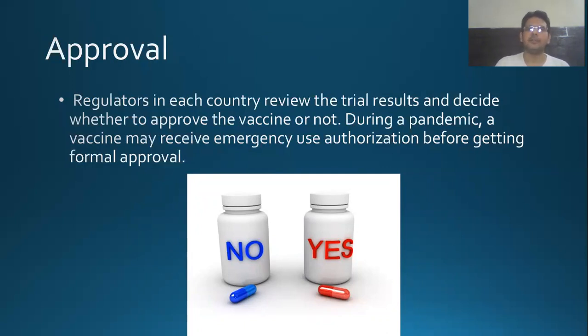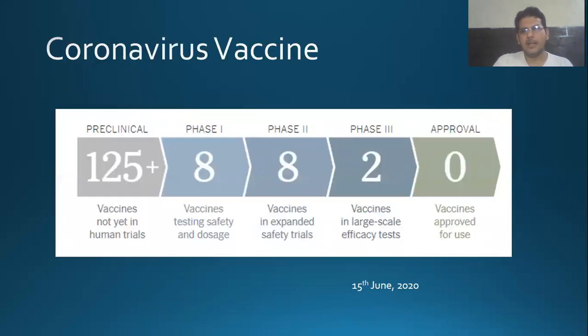But in some cases, during a pandemic, a vaccine may receive emergency use authorization. For example, in the case of coronavirus, some vaccines may get emergency use authorization for frontline workers before they get the formal approval. So in this case, the approval process starts earlier. For example, if the vaccine by Moderna in the US is in phase 3 and is effective through phase 2, then it can receive emergency use authorization for frontline workers, and they can use it until it gets the formal approval by the FDA. So this is the whole process of vaccine development.